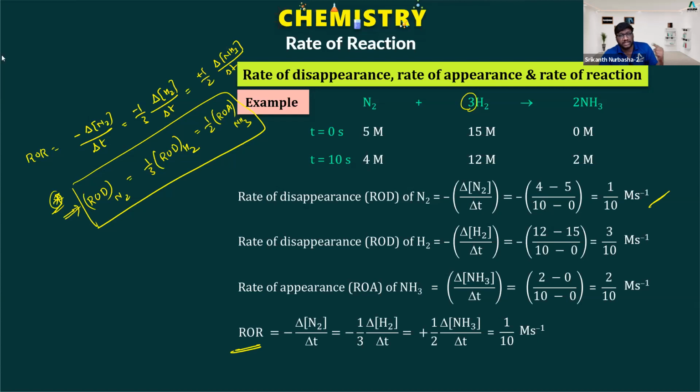Remember, rate of disappearance itself includes the minus sign. Rate of appearance itself includes the plus sign. Rate of reaction, only in that you will have the stoichiometric coefficient, not in rate of disappearance or rate of appearance. Like that, rate of reaction you can calculate with respect to any species, like any reactant or any product, you will get the same value. You will get only 1 by 10 molar second inverse. But rate of disappearance, rate of appearance, they are going to be different. Right?